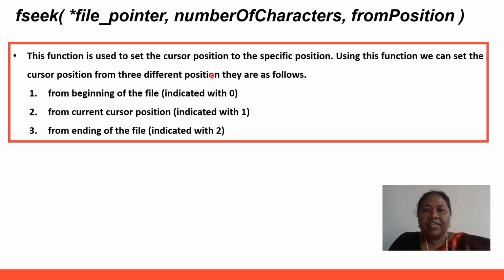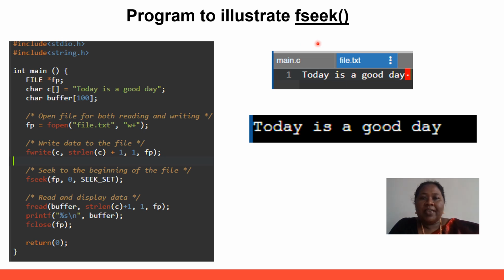The next one is fseek again. If you mention 5 comma 0, it means from the beginning of the file move to this location. From the current cursor position, move to 5 means the second argument 1, 5 comma 1. And from the end of the file, 5 comma 2, you are moving to a certain position, like from position 5 onwards. That is the use of the fseek function.